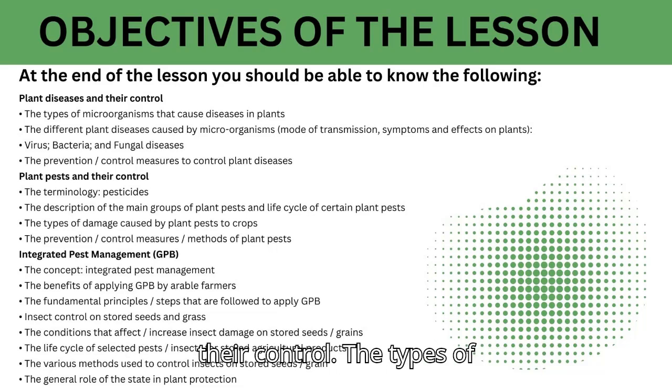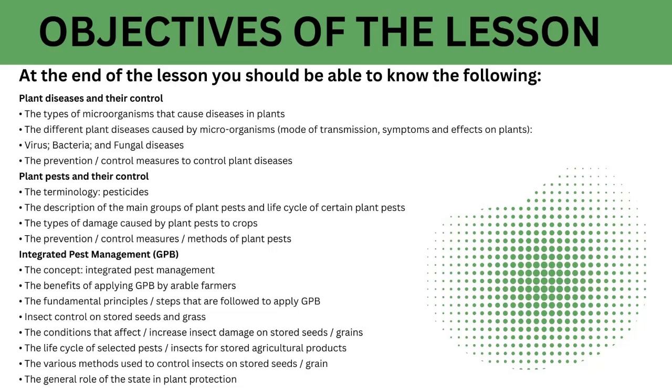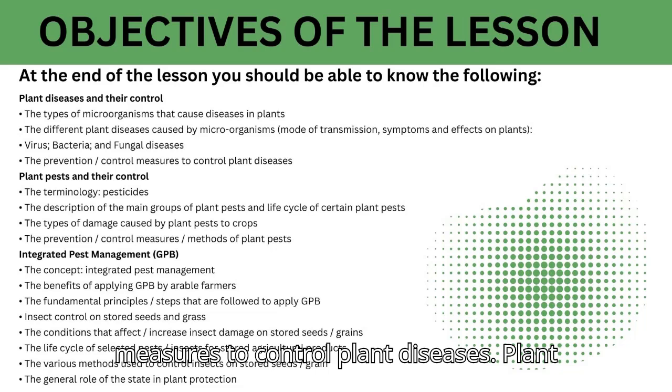Plant diseases and their control. The types of microorganisms that cause diseases in plants. The different plant diseases caused by microorganisms, mode of transmission, symptoms and effects on plants, virus, bacteria, and fungal diseases. The prevention/control measures to control plant diseases.